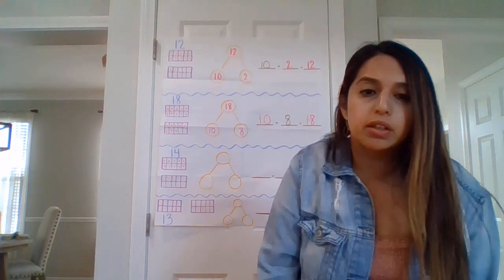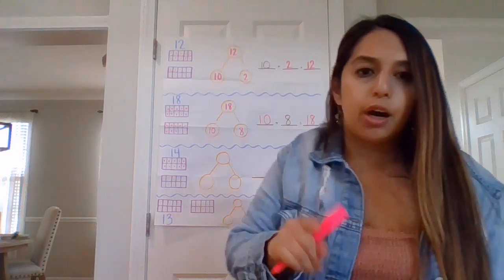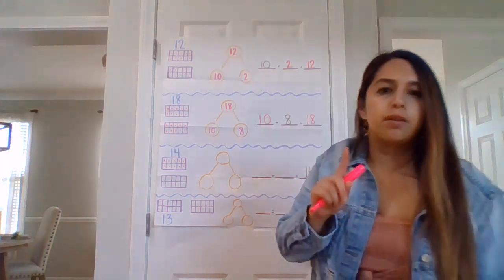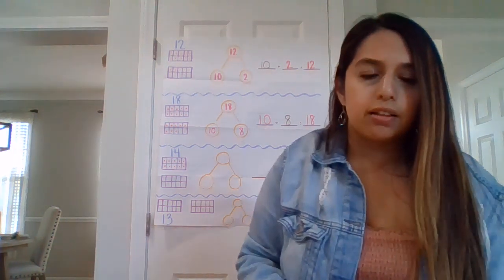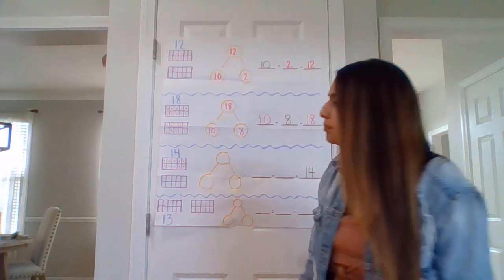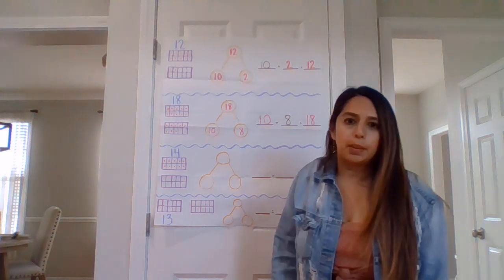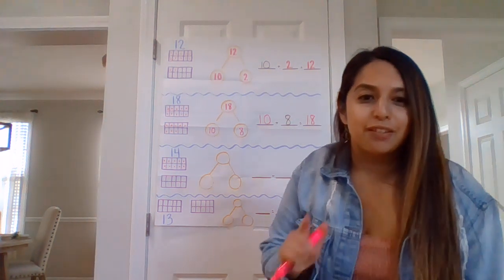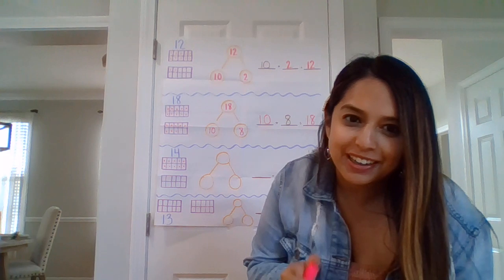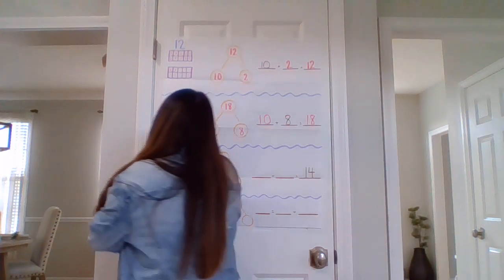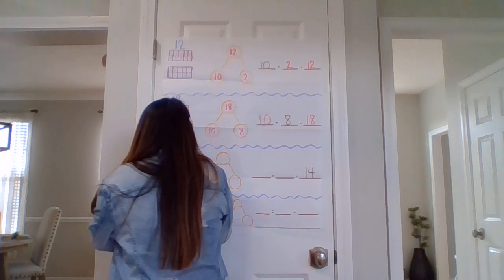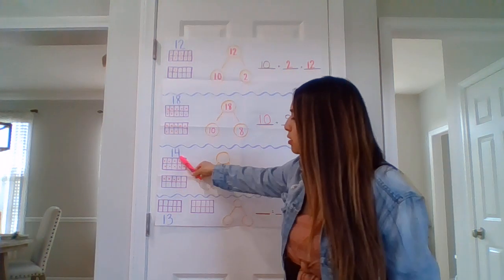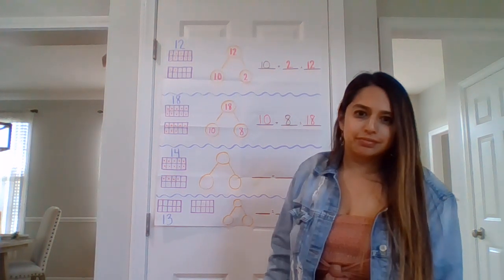I want to get to 14. Go ahead and think about it. How many more am I going to need to get to 14? I have 10. How many more do I need to get to 14? Think about it. If you said 4, you are correct. So I'm going to put 4 in that bottom 10 frame. In order to get to 14, I need 4 more. So I know my parts are 10 and 4.